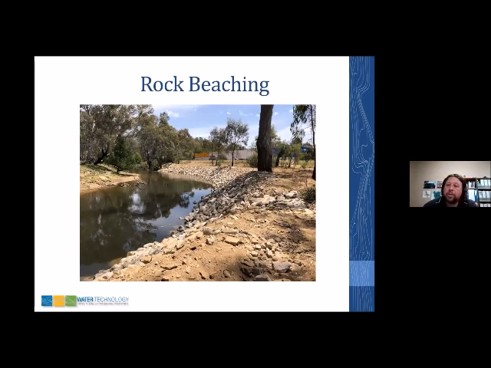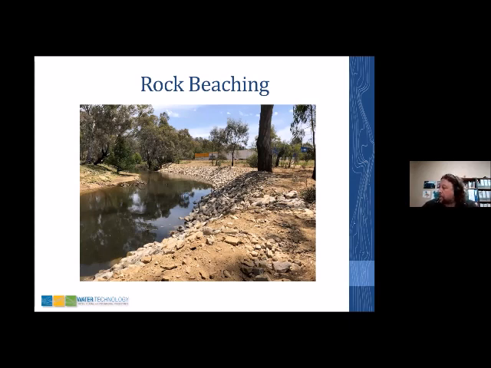There are other erosion control techniques, and as we spoke about before, it's important that when we do works aimed at river health or erosion control, we're treating the cause and not the symptom of the problem. One erosion control technique that stands out amongst most others, because it's been so successful in the long term, is rock beaching.